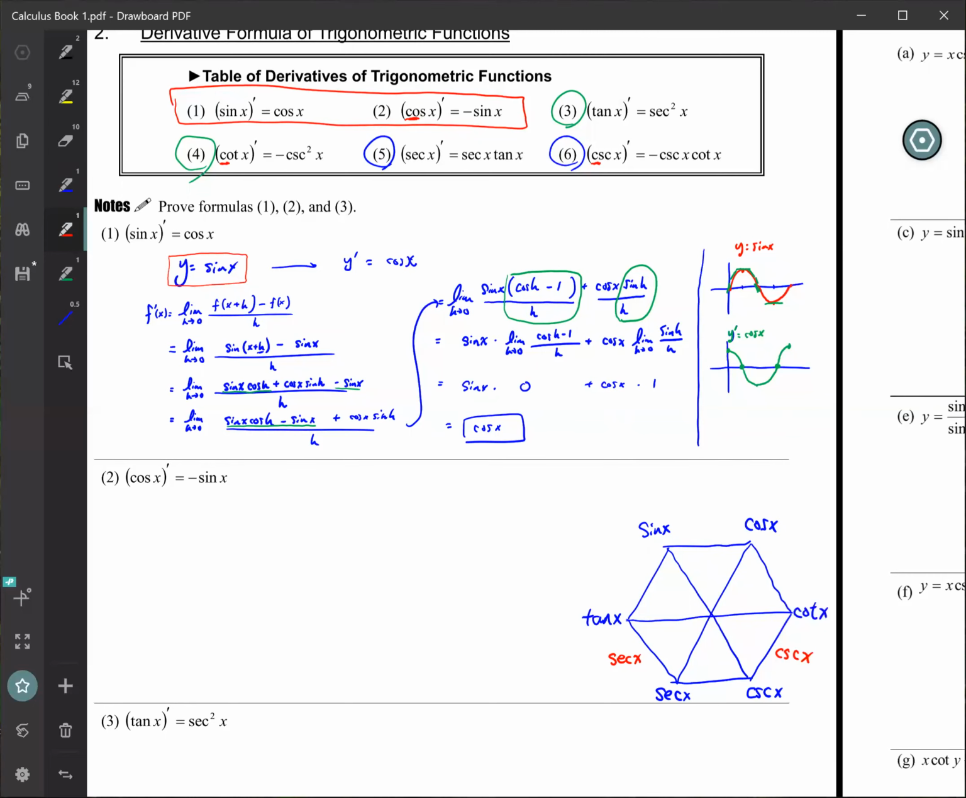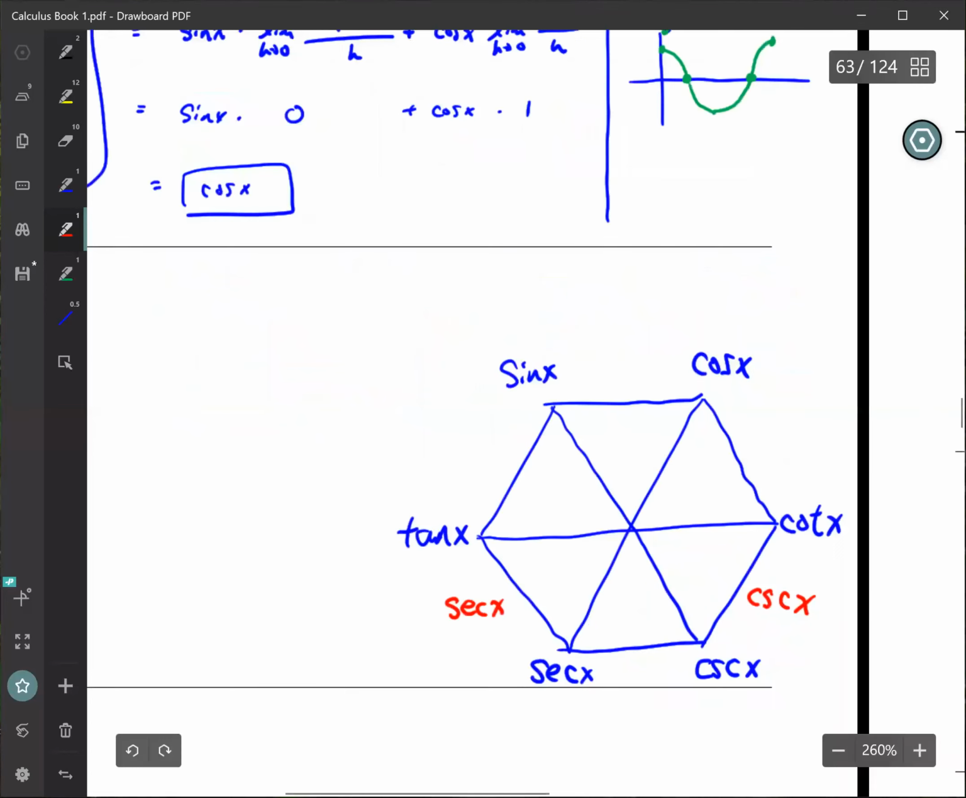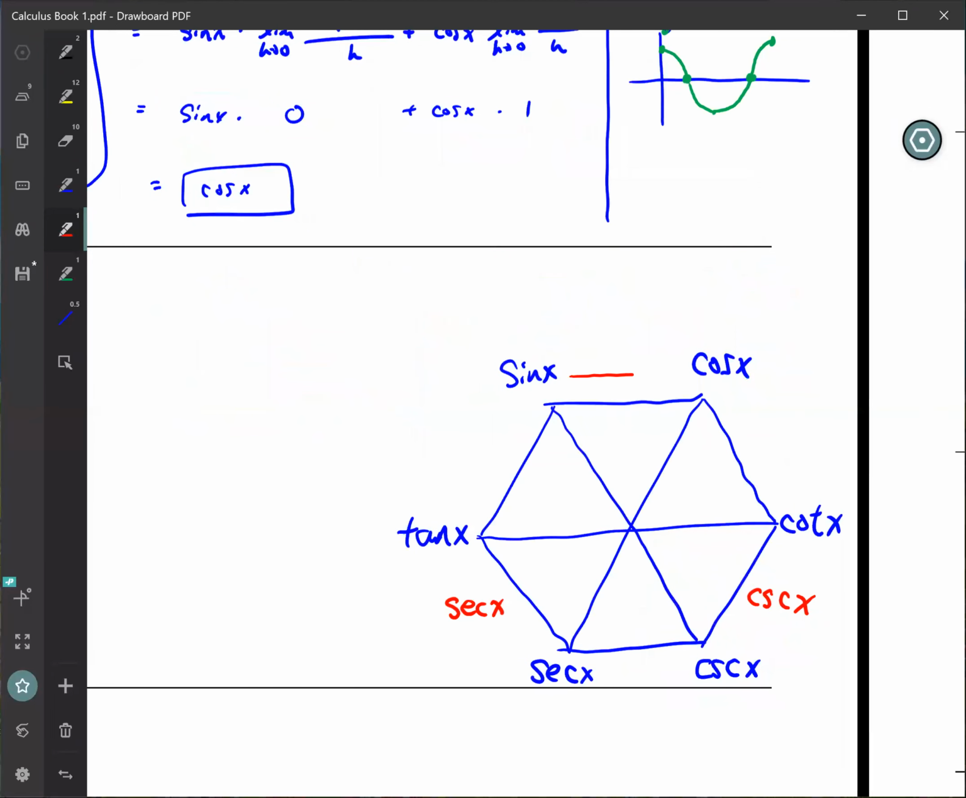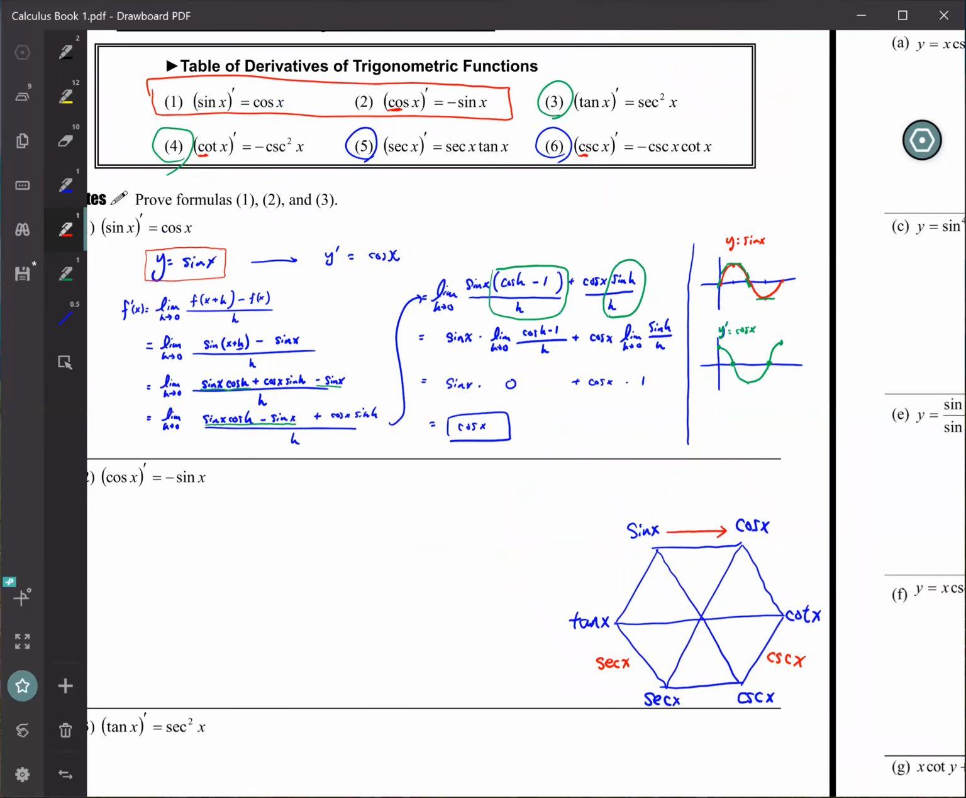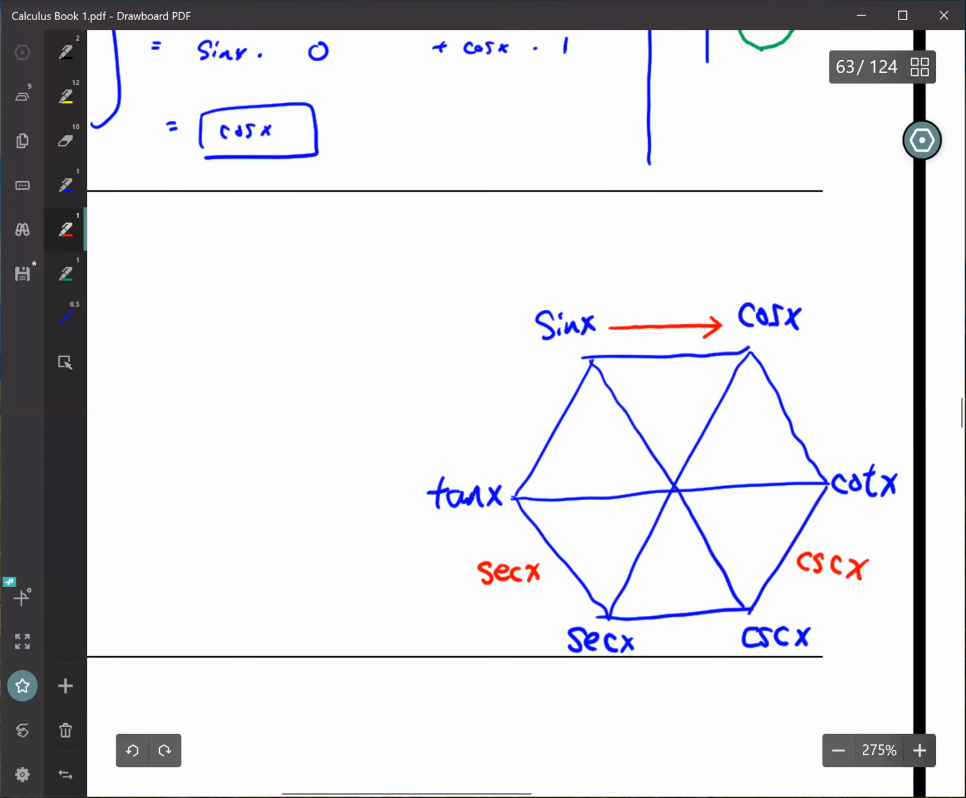Okay, everyone's ready. So let's look at the first rule. Can you guys turn on your mic? We'll say it together. Sine prime equals cosine. Look at the picture. Sine prime equals cosine, and then cosine prime is negative sine. Because it's a co-function, it carries a negative. Cosine prime needs to be negative sine. So these two are paired.